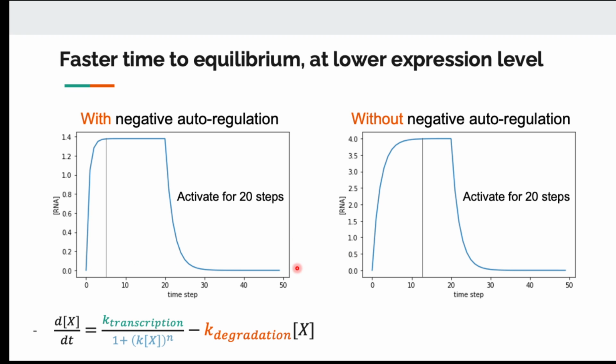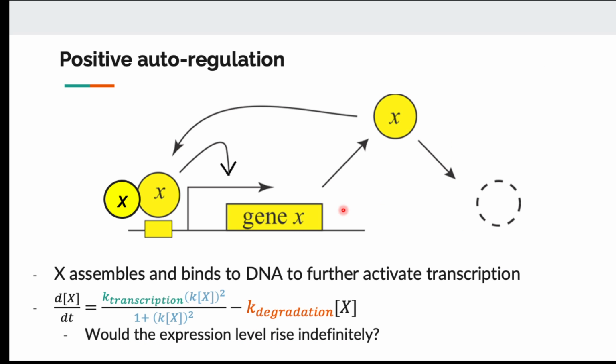So negative autoregulation helps reach the equilibrium faster because it can decelerate itself. Instead of shooting to the high expression level, it stops at a lower level in a shorter amount of time. So with this type of modeling, we can explain the benefit of negative autoregulation. Let's look at another example.